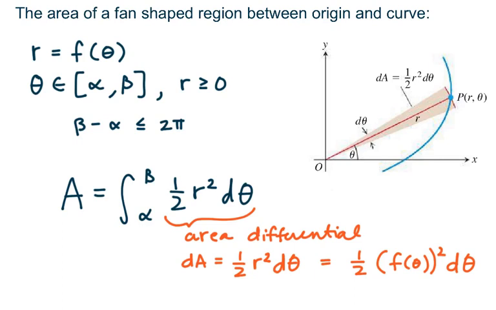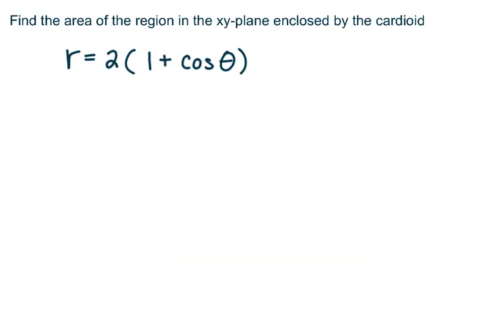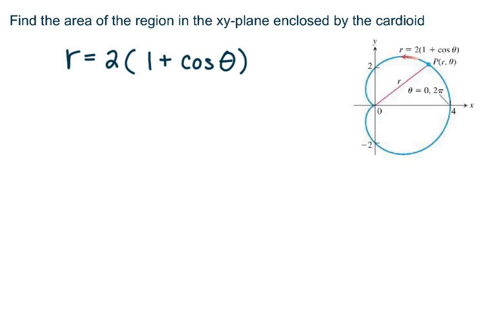So let's do an example. For this example, we're going to find the area of the region in the xy plane which is enclosed by the cardioid. And a cardioid is a semi-heart-shaped curve. So the cardioid we're dealing with here is r equals 2 times the quantity 1 plus cosine theta. And so I've pulled in a picture of what this cardioid looks like.